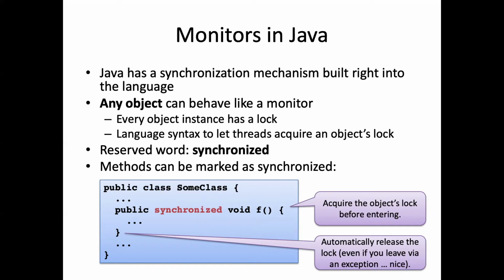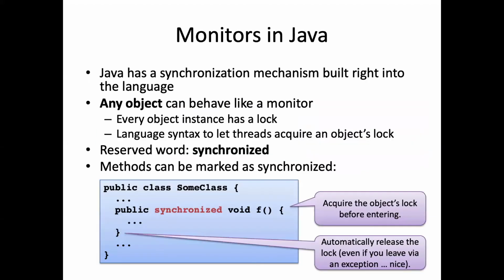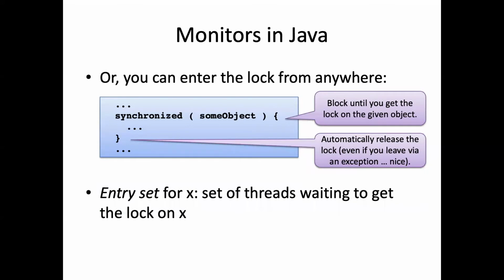So here's how you could build a monitor that didn't need condition variables. We'll talk about that next. First, let me say there's one other syntax for acquiring the lock on an object. Probably the most common way is what I just showed back here. A synchronized method automatically acquires the lock on the object that it's in. You can have multiple synchronized methods, and then each of them will acquire that lock before it enters. So only one thread at a time can be running in a synchronized method.